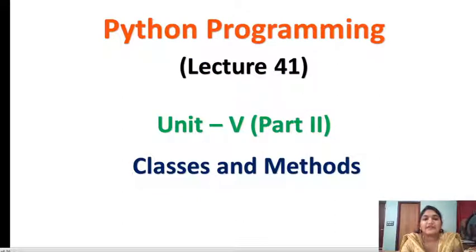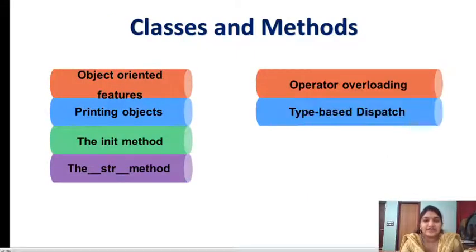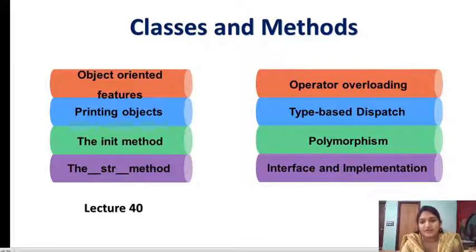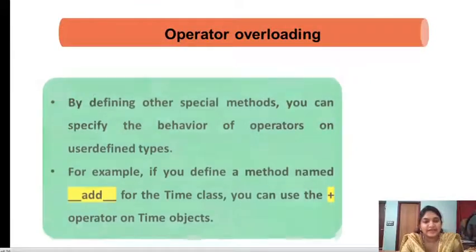So here in Python programming, this is the second part of unit 5, classes and methods. We'll discuss the same. I completed that lecture. Now we'll start operator overloading, type-based dispatch, polymorphism, interface and implementation.